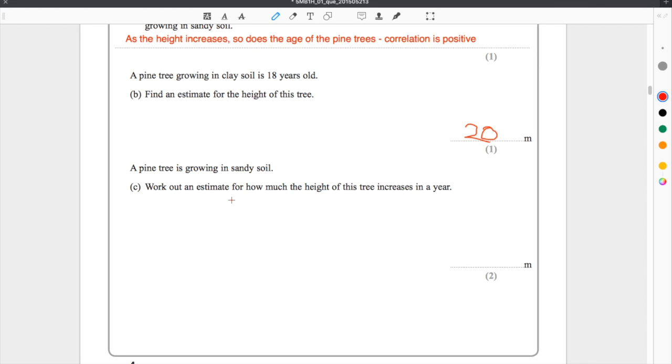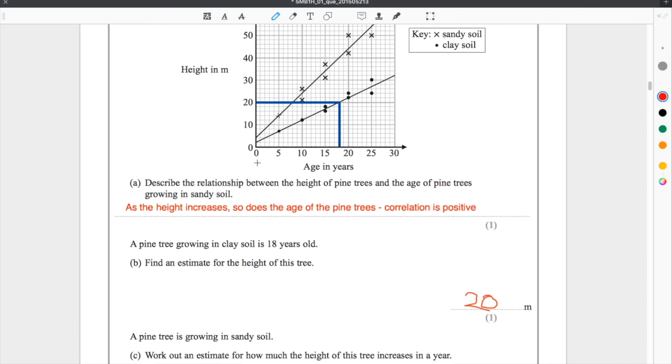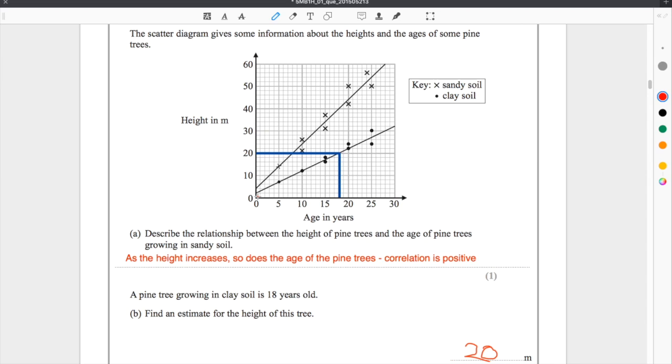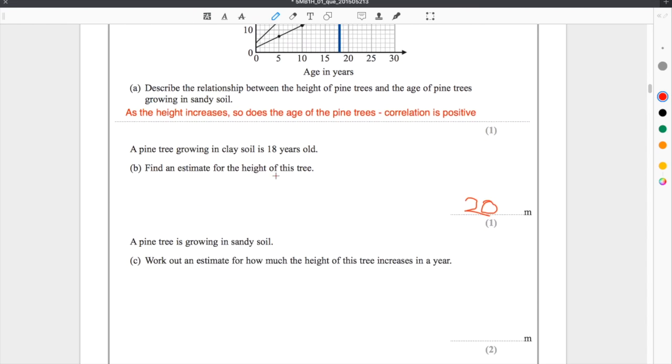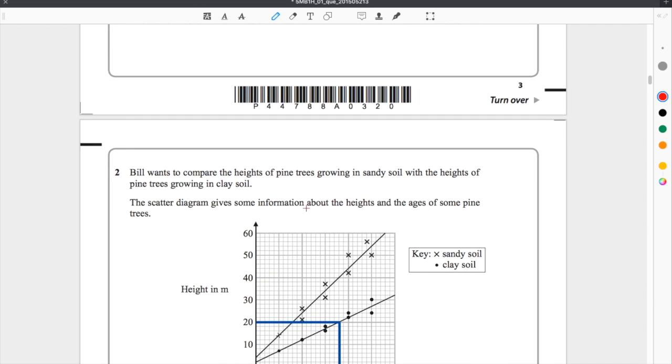A pine tree is growing in sandy soil. Work out an estimate for how much the height of this tree increases in a year. So we're looking for the rate of increase. If we look at the graph, 1 year is one small box across. So we need to work out, as we go across one small box, how much we go up by. Because if we look at the sandy soil, as we go across one box, we go up one box. That's how the gradient of the graph increases. So one small box upwards on the y-axis represents 2 meters, because 10 meters is 5 small boxes, so one small box is 2 meters.